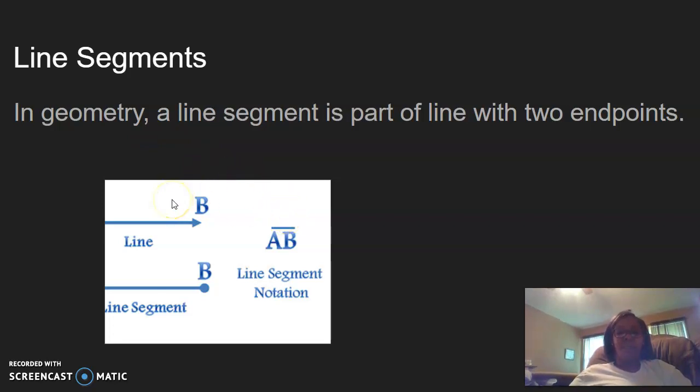All right, you can see here that lines are signified by having arrows pointing in both directions, and then on a line segment, it ends. I think it got cut off here, but there should also be a dot on this end, just as there would be an arrow on this end. This shows you the difference between a line and a line segment.